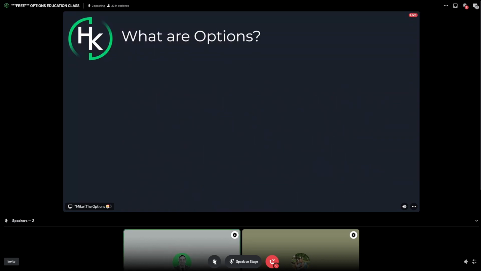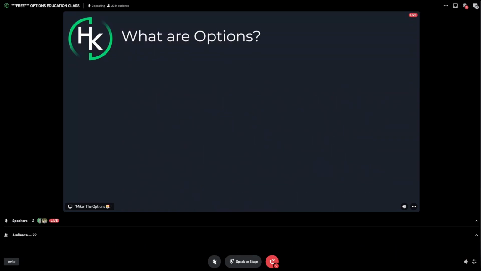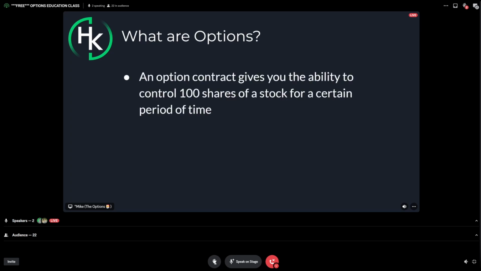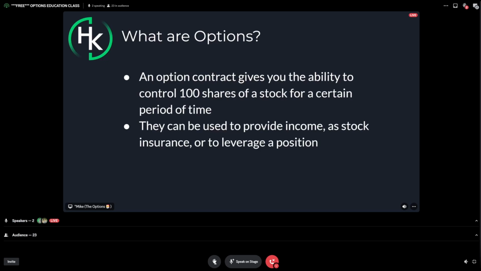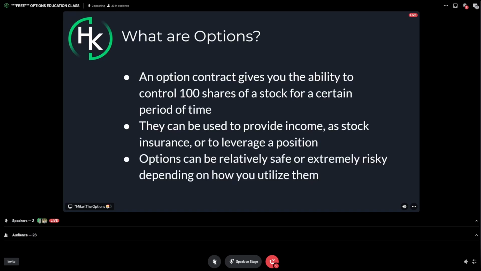So let's just get right into it, starting off with what are options? An option contract gives you the ability to control 100 shares of a stock for a certain period of time. Options can be used to provide income, as stock insurance, or even to leverage a position. Options can be relatively safe, or they can be extremely risky depending on how you use them. You do have a lot of options when it comes to trading options.